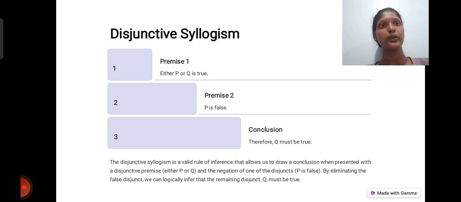Disjunctive syllogism is a valid rule of inference that allows us to draw a conclusion when presented with a disjunctive premise. Either we can say negation of one of the P eliminates the false one. Some tautologies are rules of inference. The general form of a rule of inference is P1, P2, and so on, Pn, where the P's are the premises and C is the conclusion.